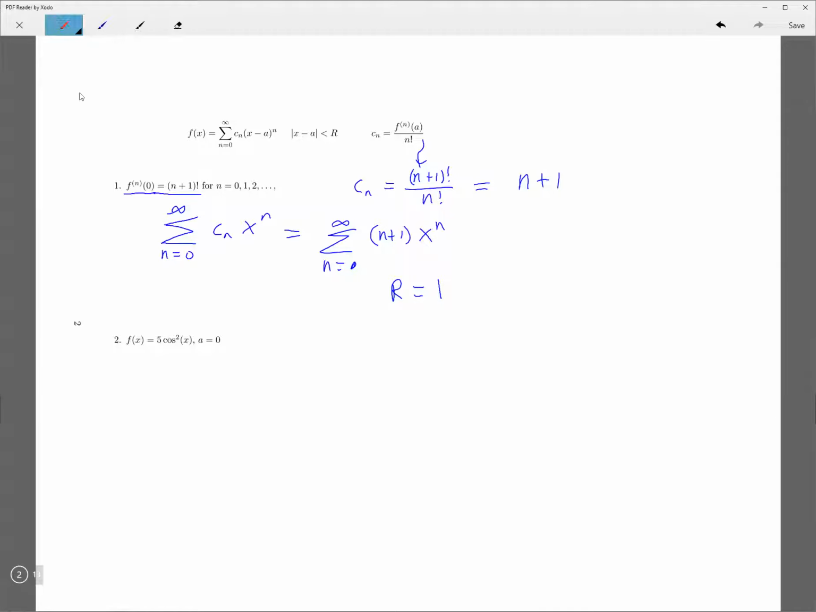You can make a chart like this. You have n, making a table. And I want to find the first 4 non-zero terms.